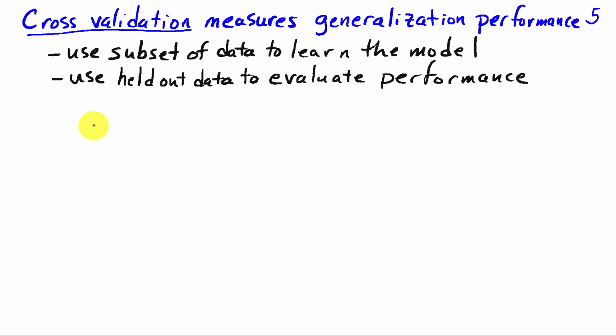Cross-validation is an extremely useful tool for addressing these issues, and it allows us to measure how well the model generalizes beyond the training data. The idea behind it is very simple. We take a subset of our training data and use it to learn the model, and we use the data that we didn't include in learning the model to evaluate the performance. So we hold some of the data out from the training process, and then that holdout data is used to see how well the model generalizes.